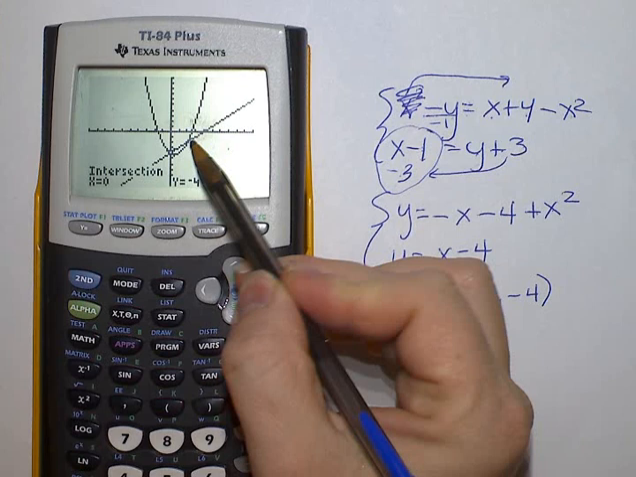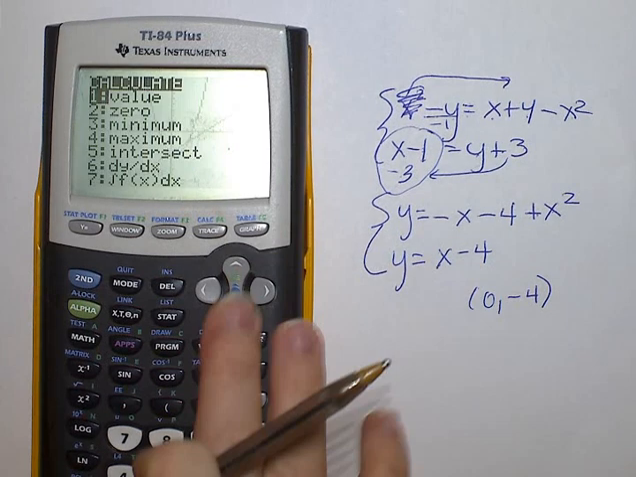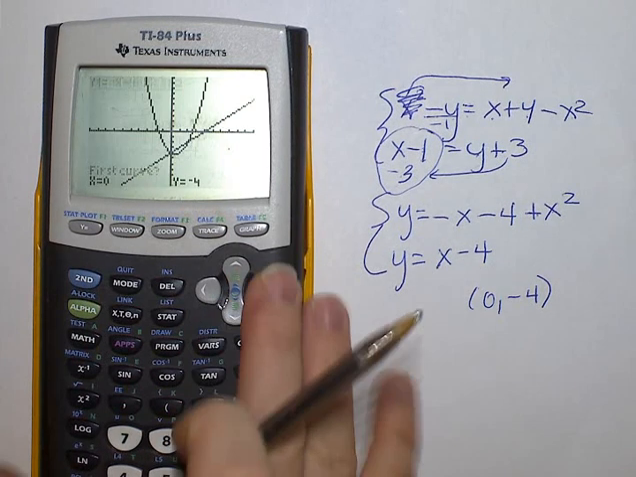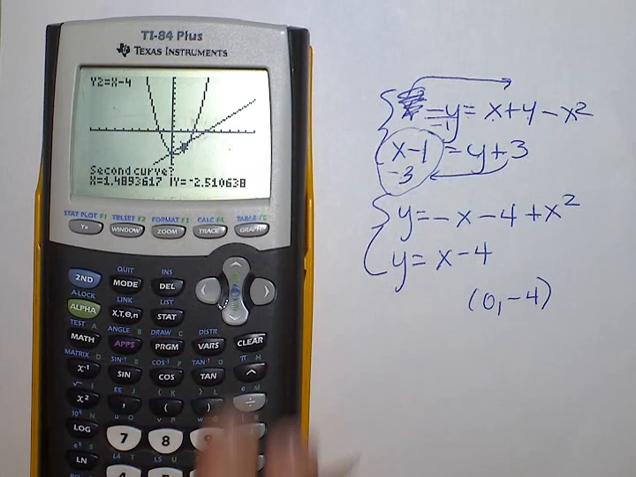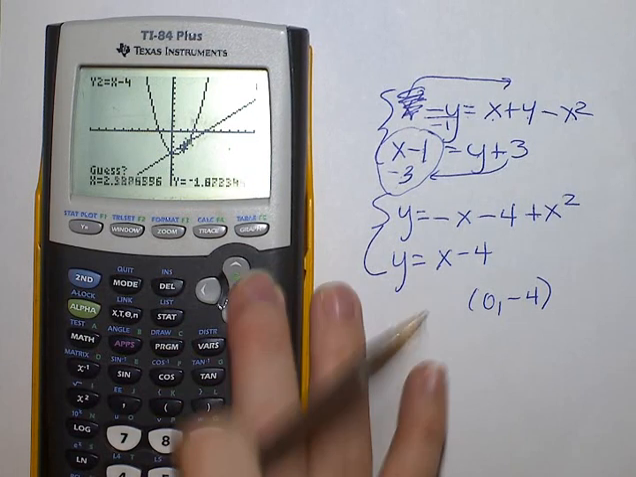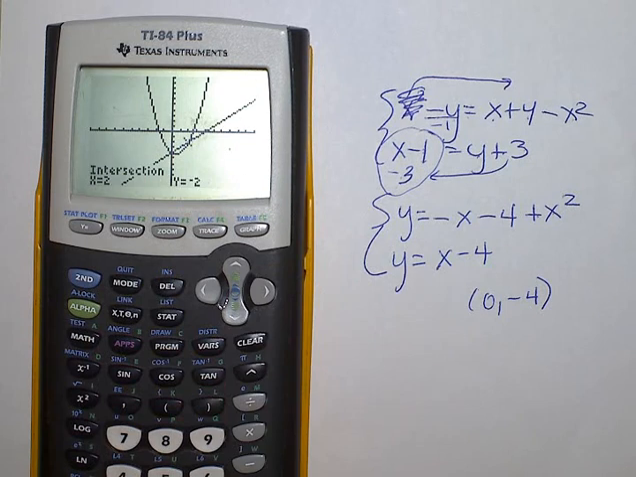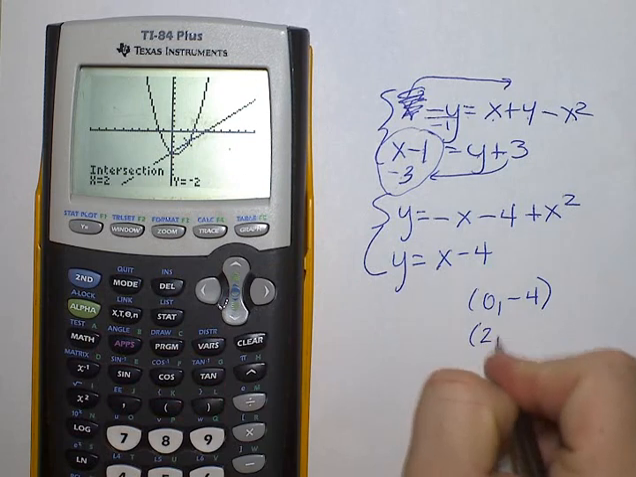Finding the second intersection, second trace, intersect. There's 1, there's 2, and over the top of where they intersect, and there's your third of 2, negative 2.